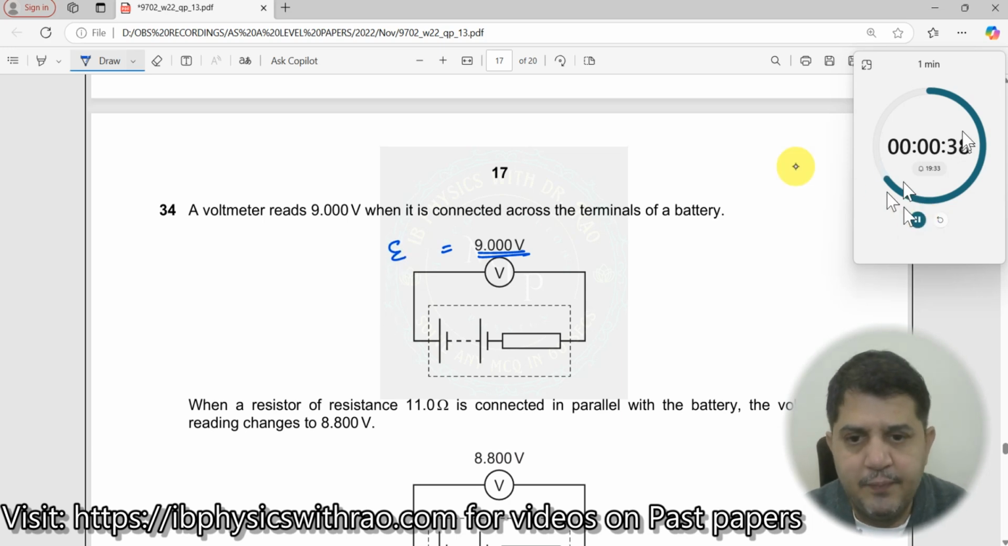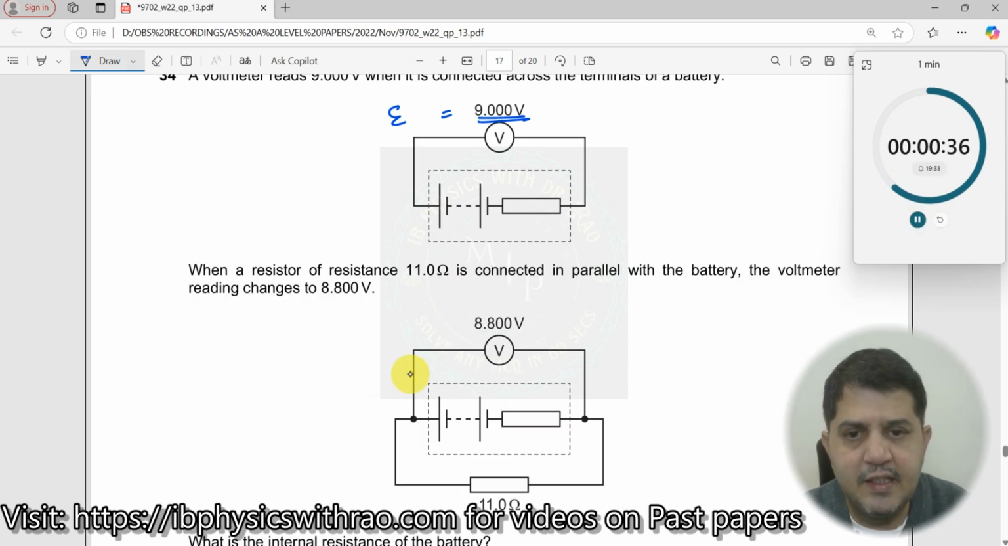Now, when a resistance of 11 ohm is connected in parallel with the battery, the voltmeter reading changes to 8.8 volt. When it is a circuit, it is 8.8 volt. Now, what is this reading? This is nothing but your TPD, the terminal potential difference. You can use that term only when it is connected in a circuit.